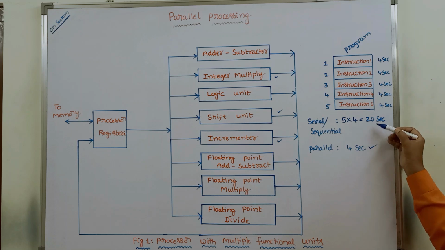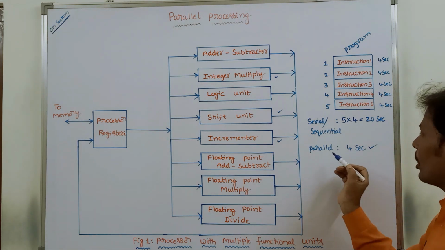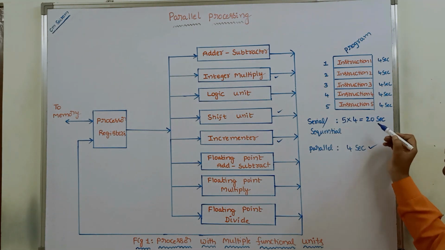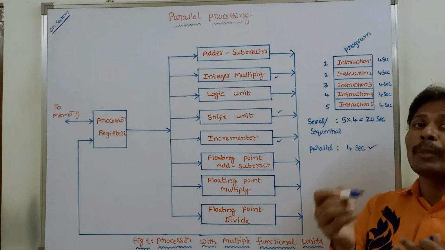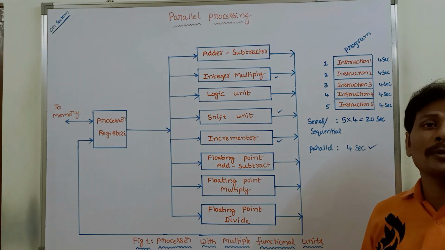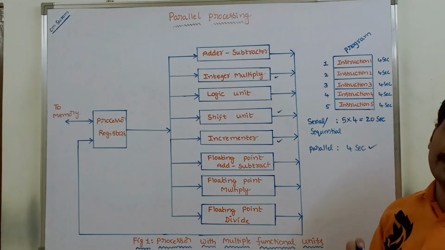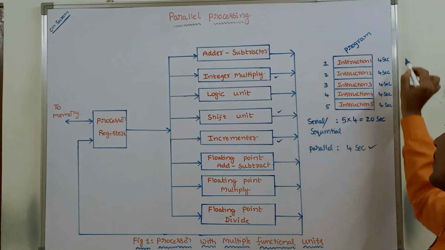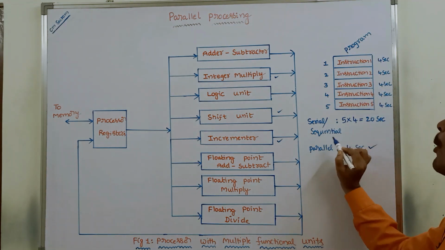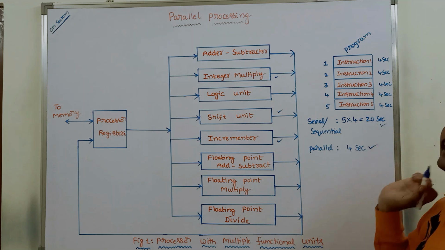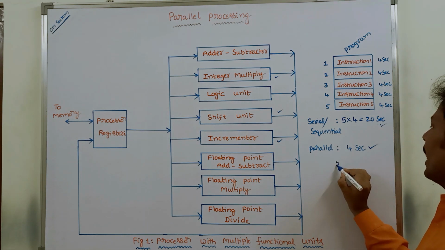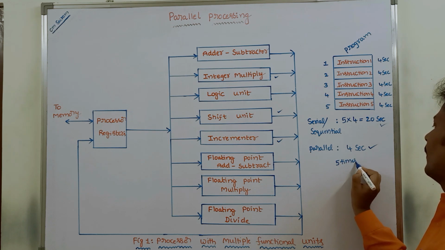So here, how much better is parallel processing when compared to serial processing? So 5 times. Okay, here 20, here 4. It is 5 times better when we are using parallel processing compared with serial processing. Parallel processing takes only 4 seconds to execute these 5 instructions, whereas serial or sequential processing takes 20 seconds to execute 5 instructions. So, 5 times better.